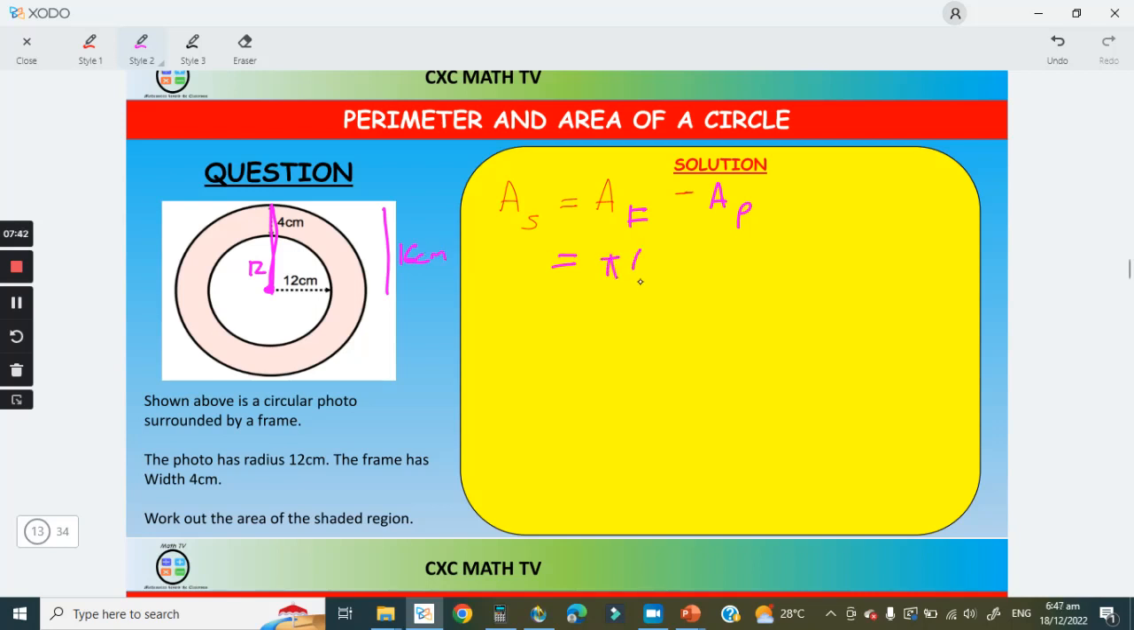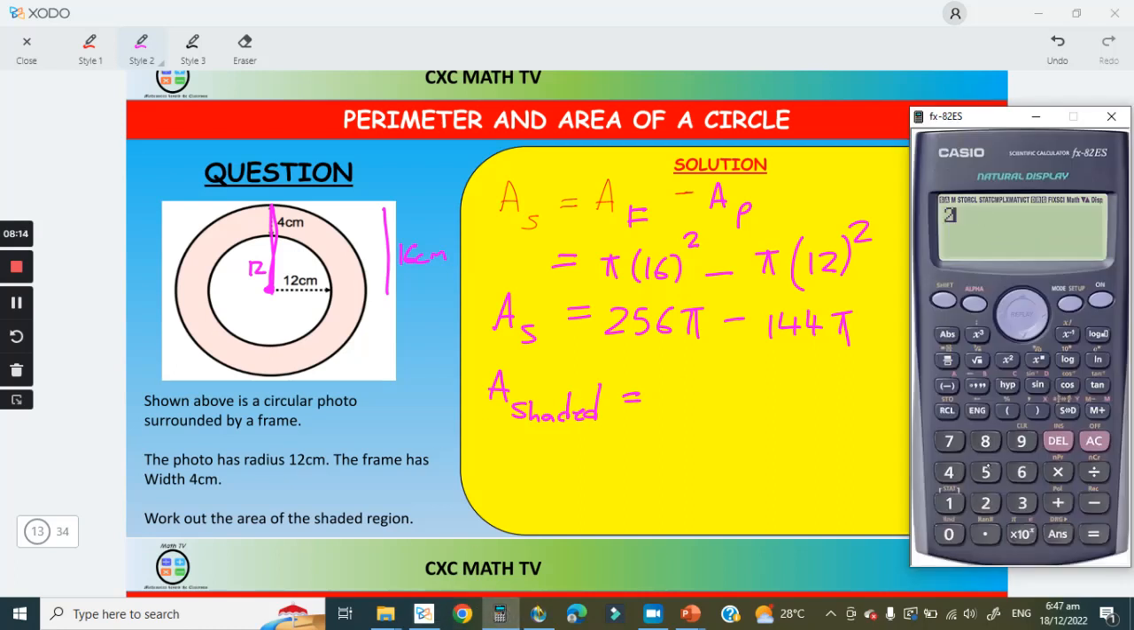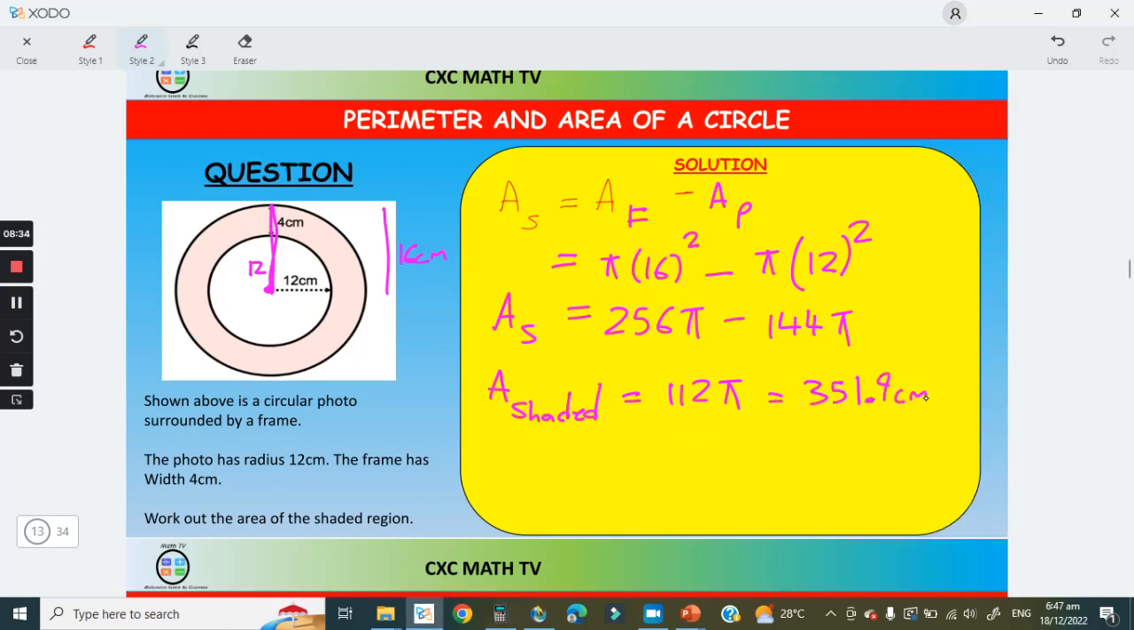So this is now pi times 16 square minus the area of the photo, and the area of the photo is pi times the radius 12 square. So 16 square is 256 pi minus 12 square is 144 pi. And that gives us the area of the shaded region. So the area shaded is equal to 256 pi minus 144 pi, and we get 112 pi. Then we'll put that into our calculator, and that is 351.9 centimeters square. And that would be the area shaded. Not too bad.